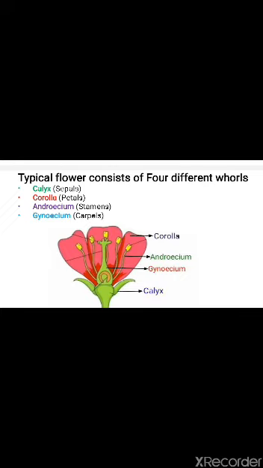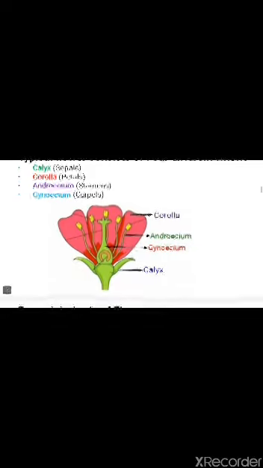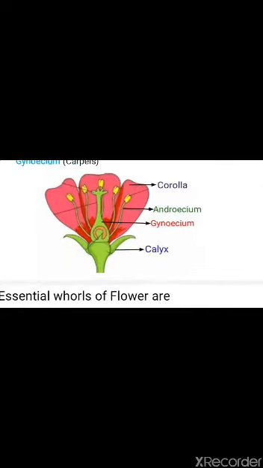The typical flower consists of 4 different whorls. So there are 4 different floral whorls present in the flower. One is calyx, that is also called the sepals. Then corolla, called petals. Androecium is a male reproductive part which produces stamens, and gynoecium is a female reproductive part which has carpels. So see this diagram.